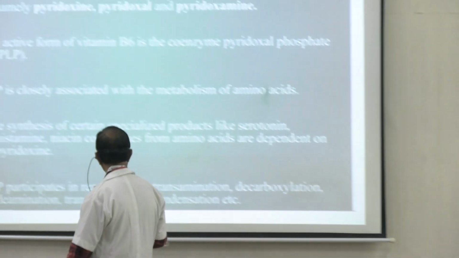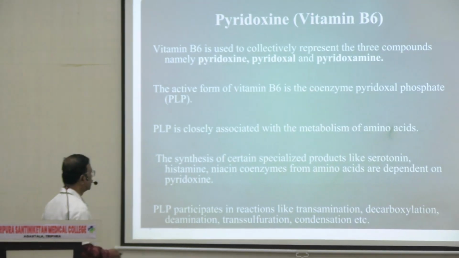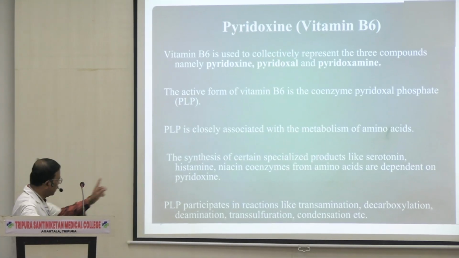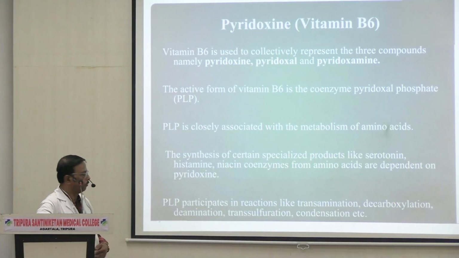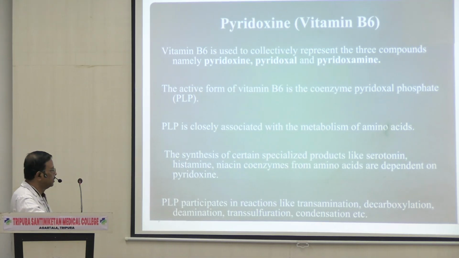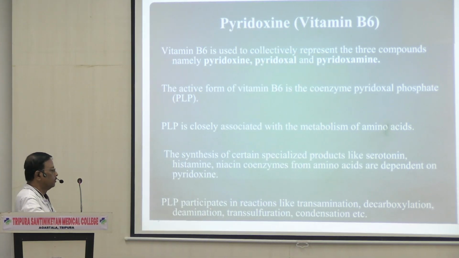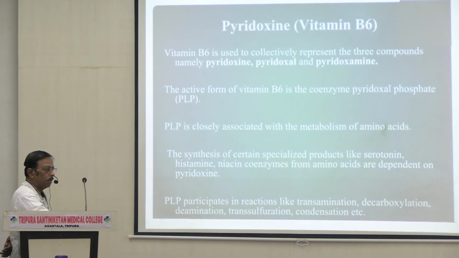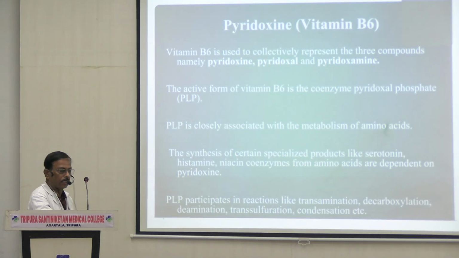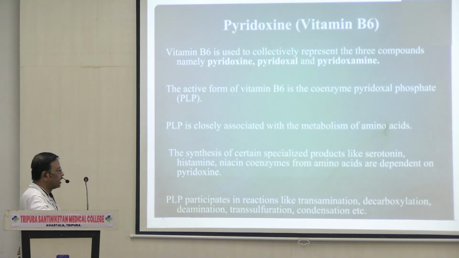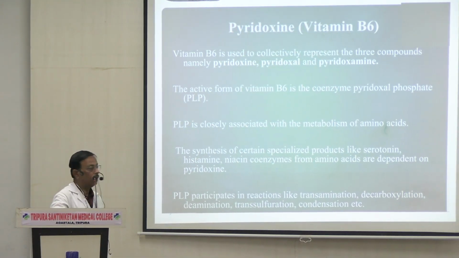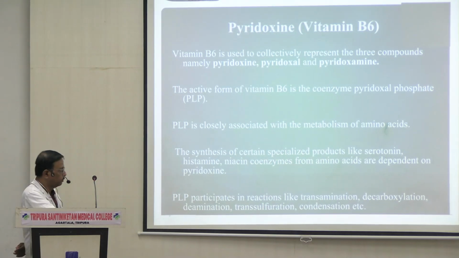Certain specialized products like serotonin, histamine and niacin, another vitamin, and its nucleotide NAD and NADH are synthesized indirectly from vitamin B6 also. In vitamin B6 deficiency there is deficient synthesis of NAD and NADH. PLP participates in reactions like transamination, decarboxylation, deamination, transsulfuration, condensation, etc. These are all reactions of amino acid metabolism.